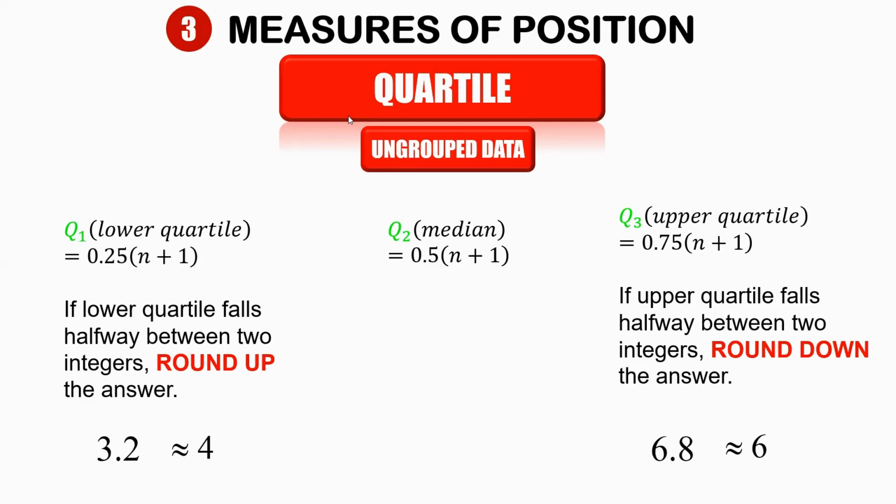So what are the key differences? Unlike Q sub 1 and Q sub 3, where you round up or round down when calculating non-integer positions, you don't round the position for the median. If you have an even number of data points, the median is calculated as the mean of the two middle values to maintain accuracy and represent the true central tendency of the data.